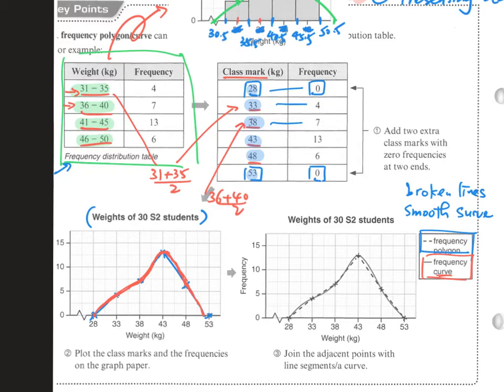So this is the very brief introduction about the frequency polygon, the frequency curve, and the relation between these two diagrams with the histogram. So hope it's clear enough to you.